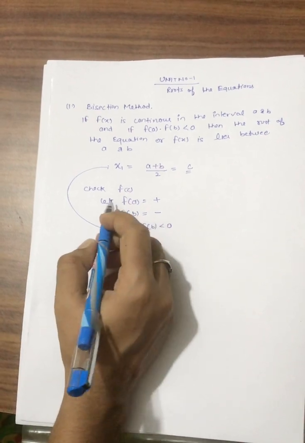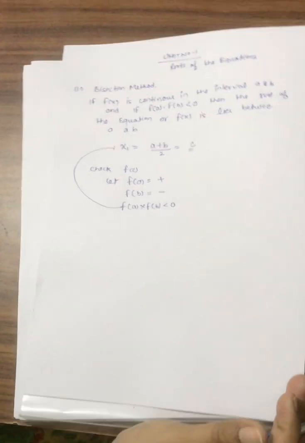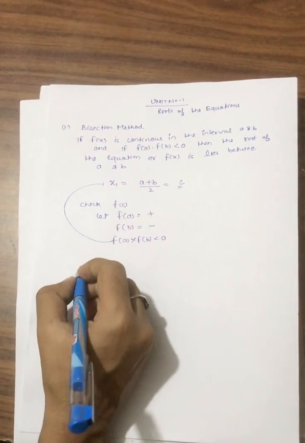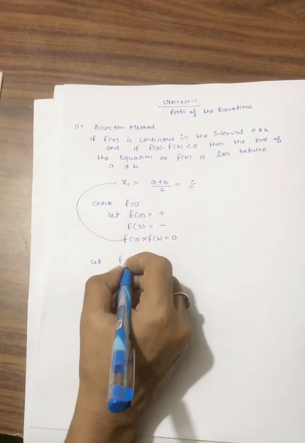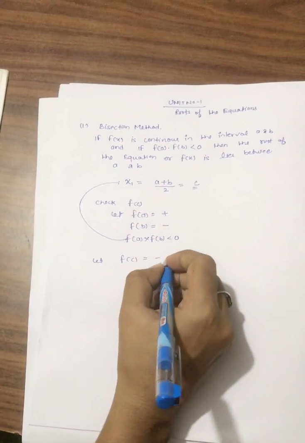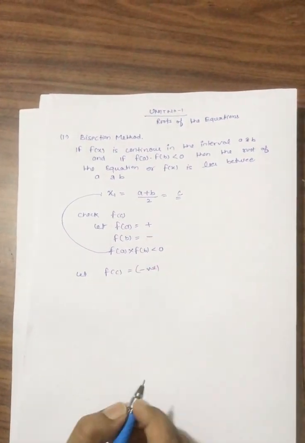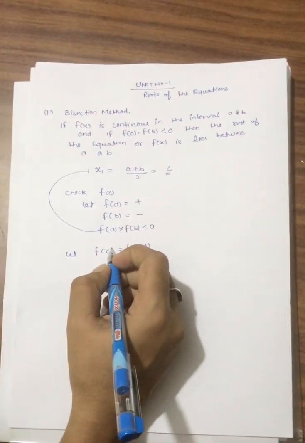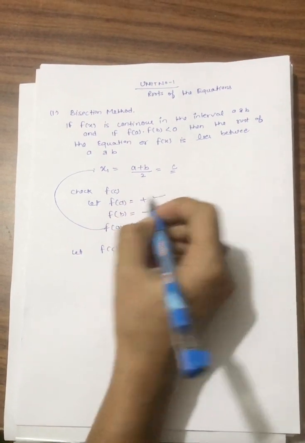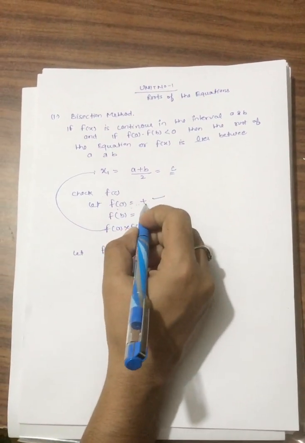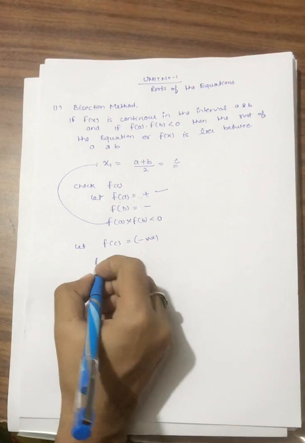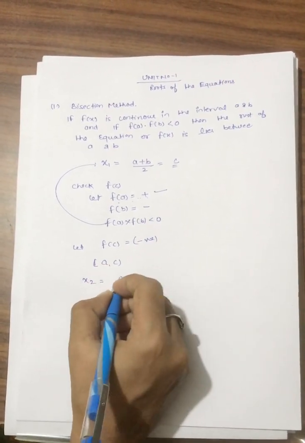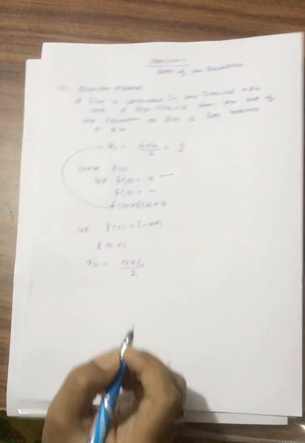Now you have to find the second iteration, means x2. So you have to check the value of f of c, right? Let f of c be negative, right? So now you check at the point where the value of the function is positive. So at the point a, the value of the function is positive, so your interval is a and c, and your second iteration is x2 equals to a plus c divided by 2, right?